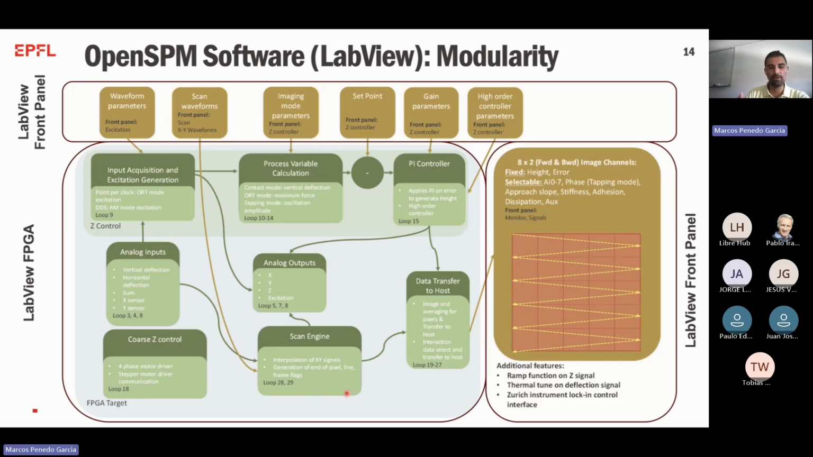We also have filters, but all of them are in different loops in different parts of the code, and they can be modified without the need to modify the rest. Even if you want to add a new technique or a new mode on the SPM, you don't need to rewrite everything. We already provide a way to just adapt or embed your requirements in one specific part of the code, and that will make everything work.